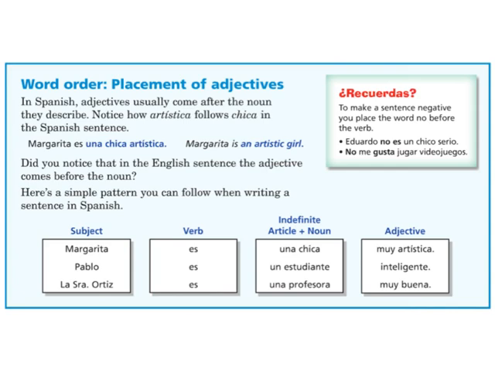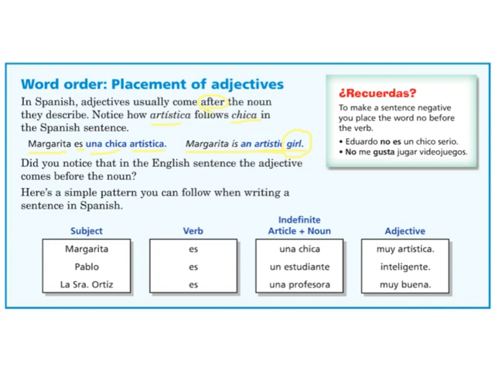In Spanish, adjectives usually come after the noun that they describe. Notice how artística follows chica in the Spanish sentence. So we're saying Margarita is an artistic girl. We're describing girl. In English, artistic would come first. In Spanish, we're going to say Margarita es una chica artística.